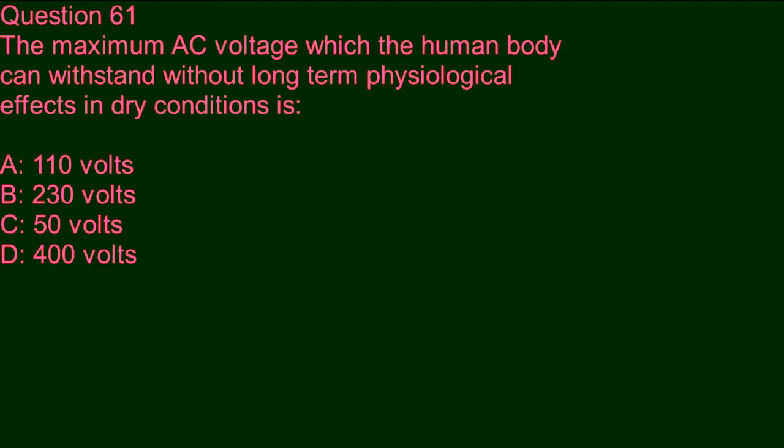Question 61. The maximum AC voltage which the human body can withstand without long-term physiological effects in dry conditions is A. 110 volts.